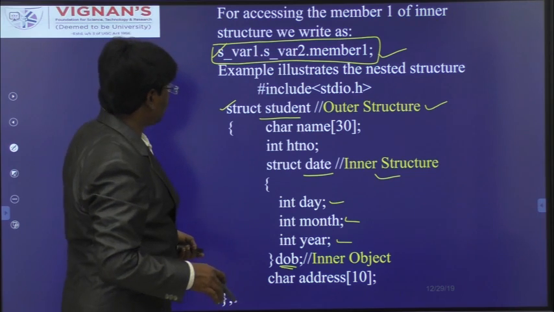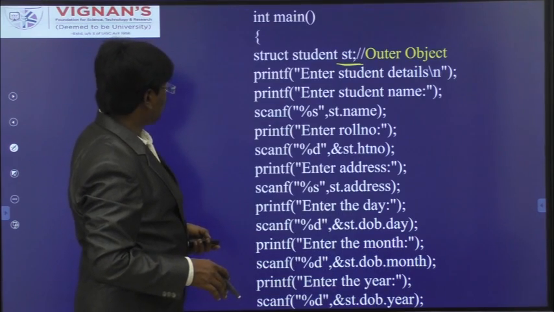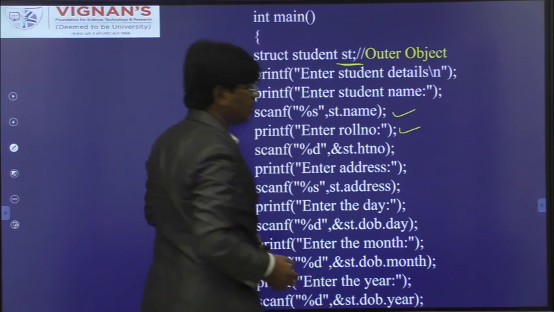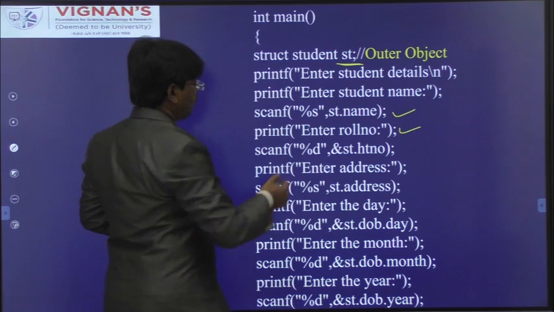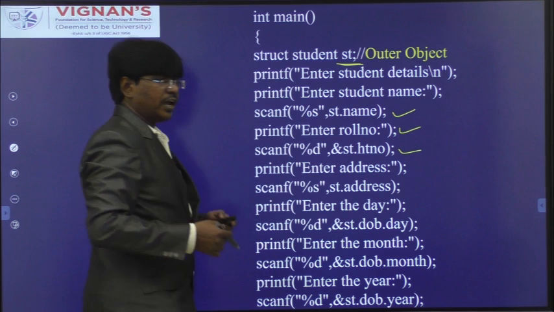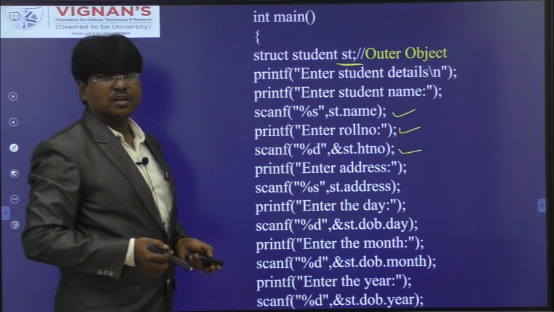This point you have to understand very well. Okay. So how I have written, you can see here. I am going to store the outer structure member values, initializing with the help of st.name, and I will initialize with the help of st.hall ticket number. I can directly store the outer structure member values.